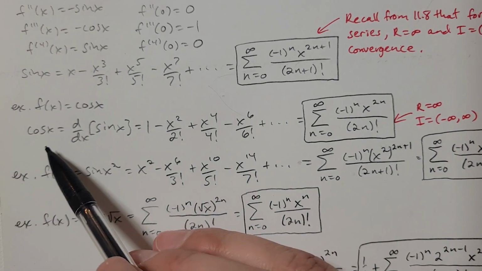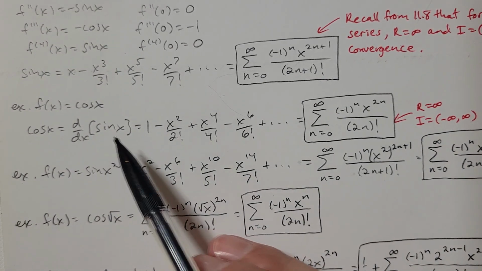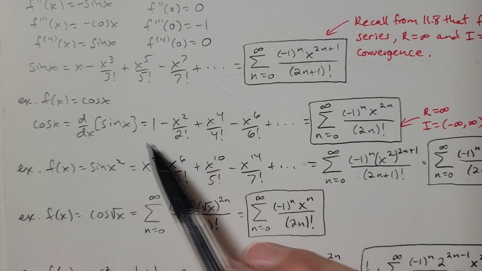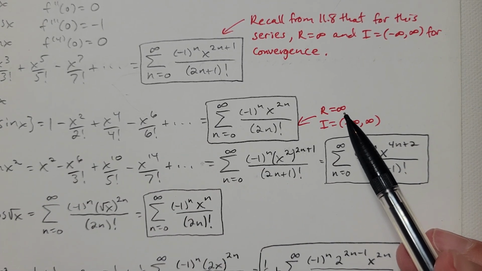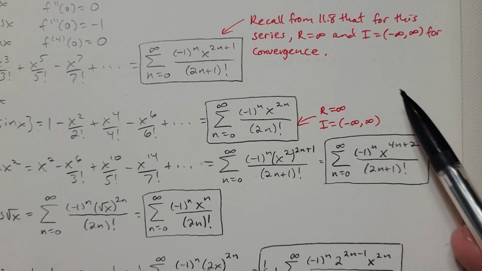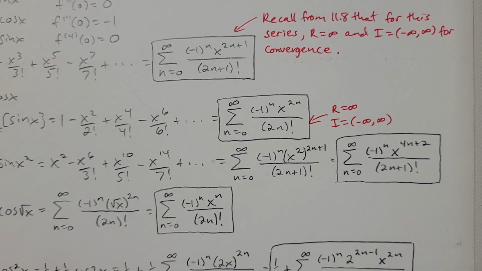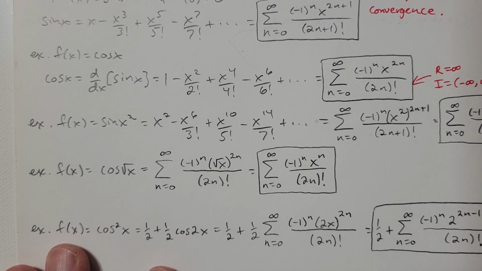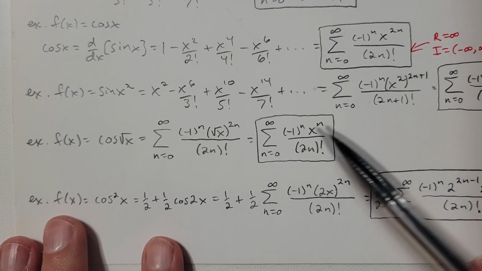So cosine of x is the derivative of sine x, right? So I can know before I even did this here that the radius is infinity and the interval is negative infinity to infinity, okay, which is the same thing as sine x. So, okay, let's try this one next.